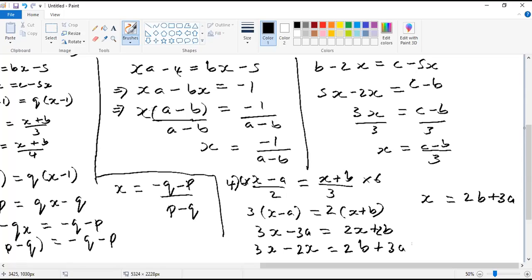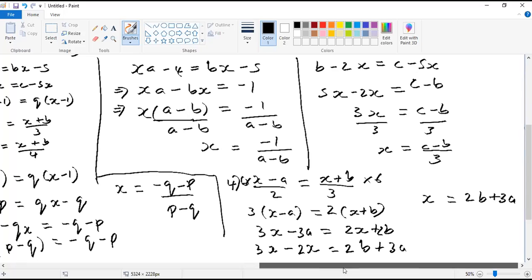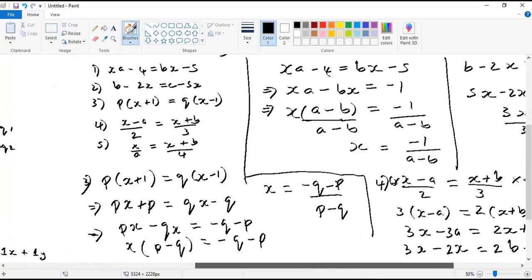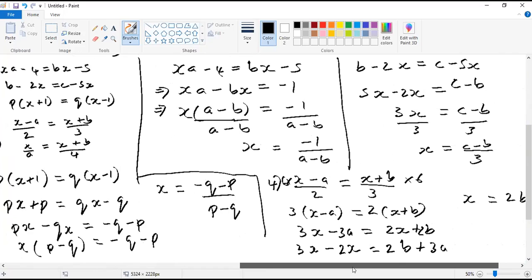We're not understanding what you're saying. Over 1. Yeah, yeah. They say they don't need to put anyone. They just put x equal 2b plus 3a. Yeah, that's good enough. All right, so let's move right along again.